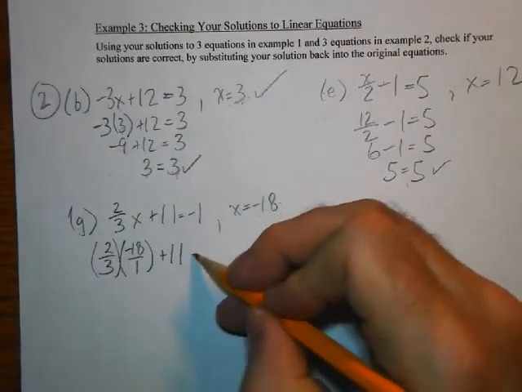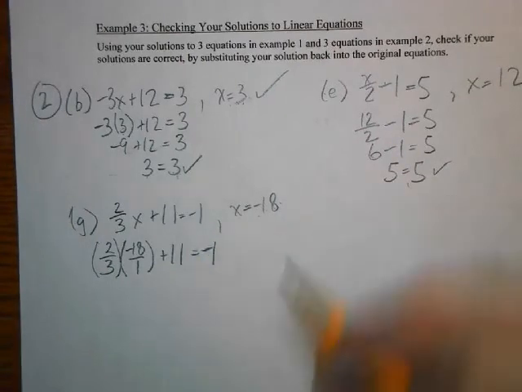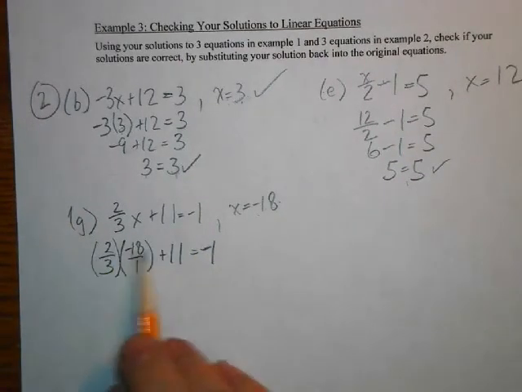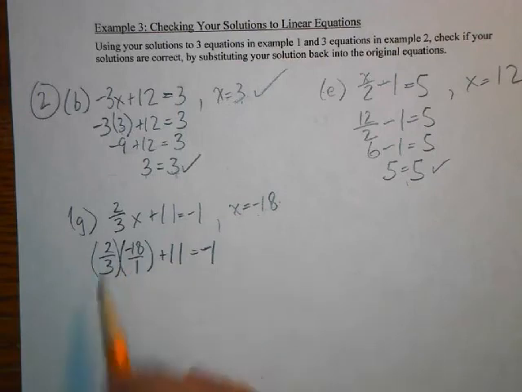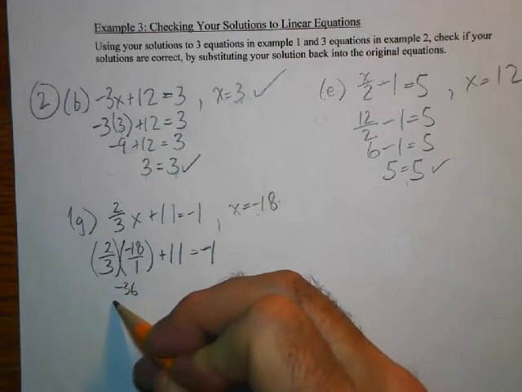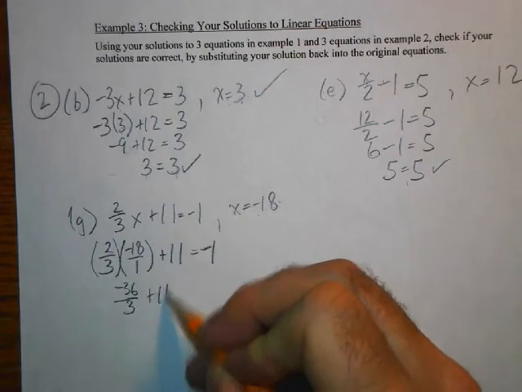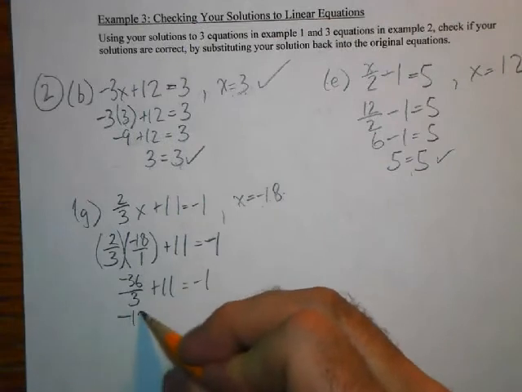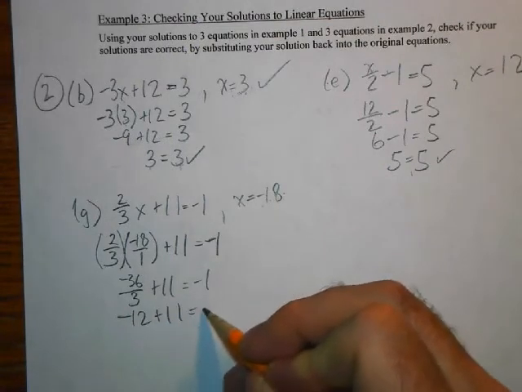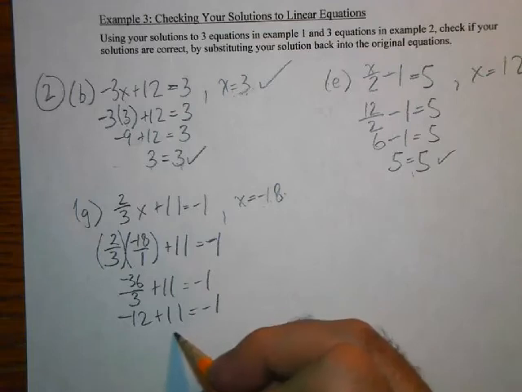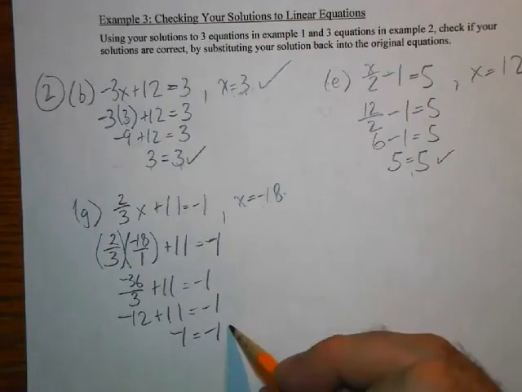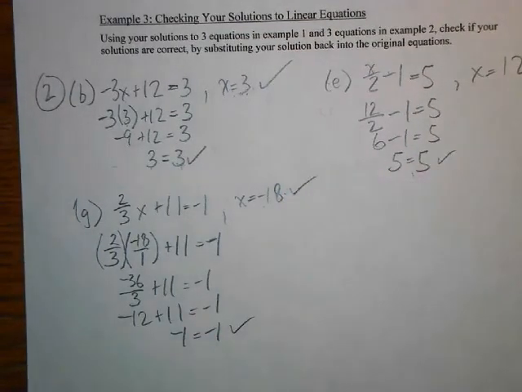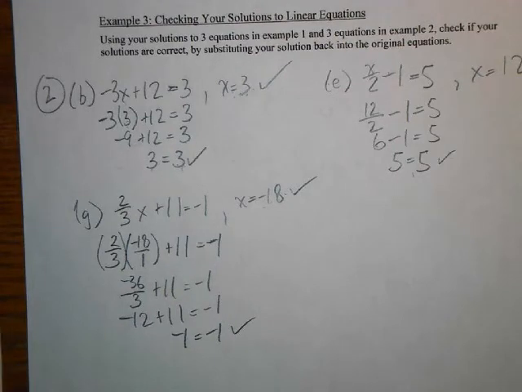Plus 11 equals -1. That was already there. So now we multiply the two numerators and the two denominators separately. So we get -36 over 3 plus 11 equals -1. -36 divided by 3, that's -12. And -12 plus 11 is -1. And -1 does equal -1. So that means our answer of x being -18 was correct. All right, so we got the hard ones out of the way.